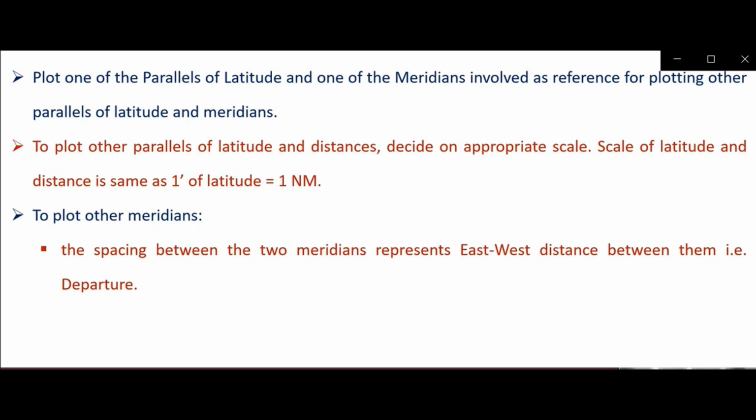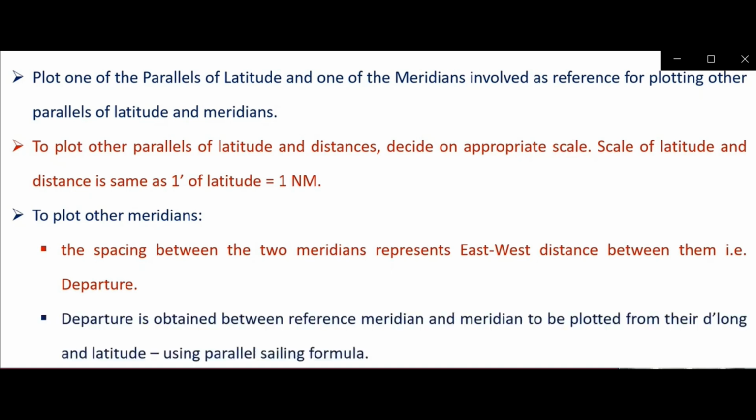So when we plot the meridians, we use the scale that we have chosen and separate the meridians by a distance equal to the departure in the latitude for which the plotting is being carried out. Departure is obtained from the d long between the reference meridian and the meridian to be plotted, and the latitude. Which formula do we use to get the departure? It's the parallel sailing formula: departure upon d long is equal to cosine of latitude.